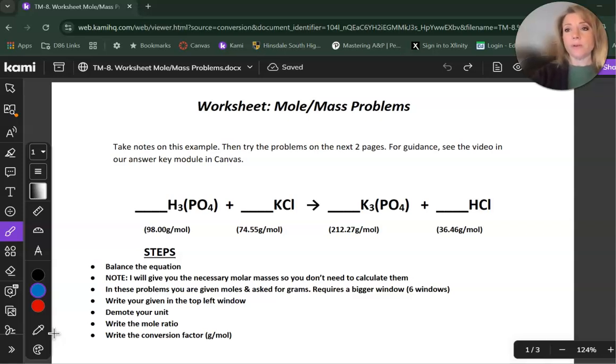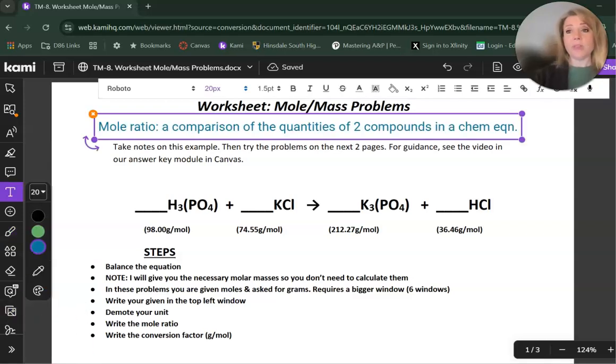Something that's going to be different from what we did before is that the compound that you are given is not going to be the same as the compound that you're trying to find. And in order to change between compounds, you need to use something called the mole ratio. Now, we've talked about the mole ratio before. The mole ratio is simply a comparison of quantities of two compounds within a chemical equation.